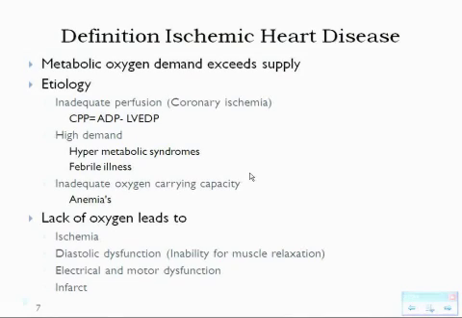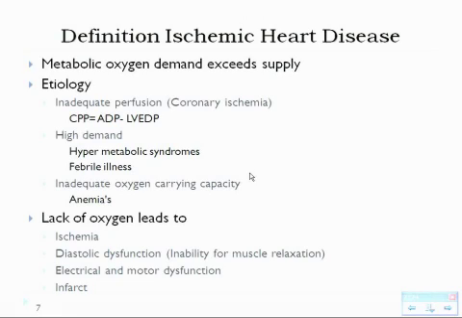Lack of oxygen leads to ischemia and diastolic dysfunction, which is a very severe problem. That's the first sign that you're developing ischemia. Diastolic dysfunction occurs because you're no longer having enough oxygen to provide the ATP. And ATP, when we talked about this last semester, what's ATP for? It's to break the bonds between the myosin heads and the thin filaments, which is the actin.